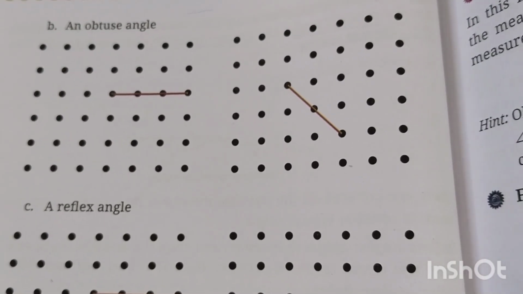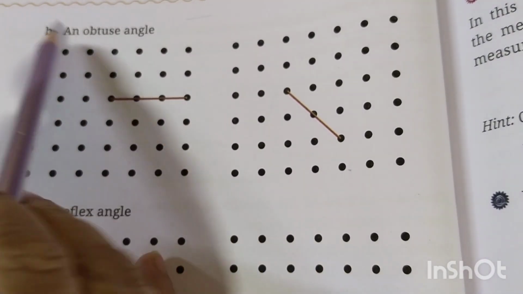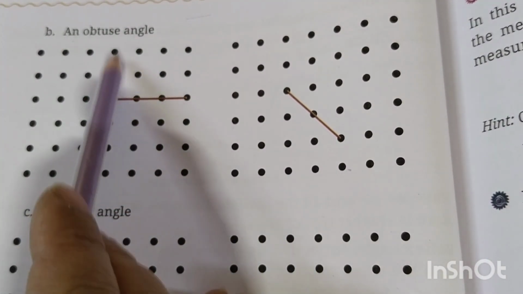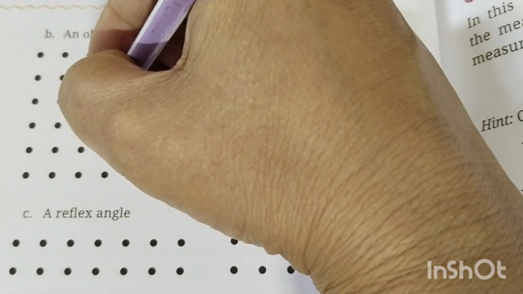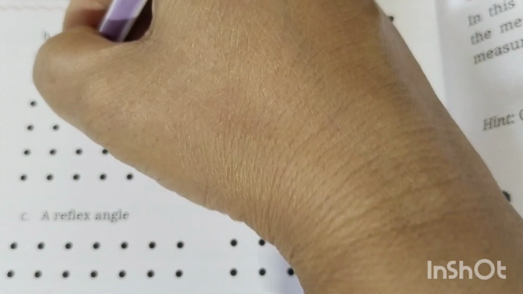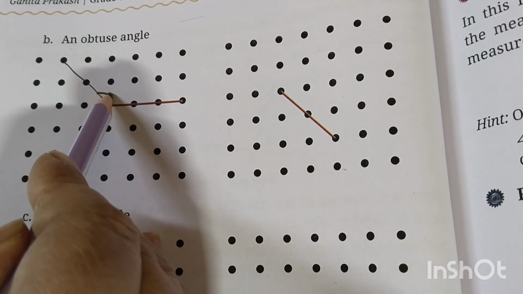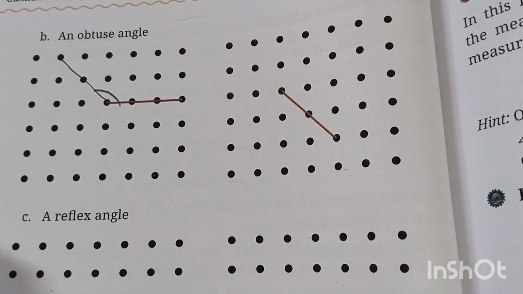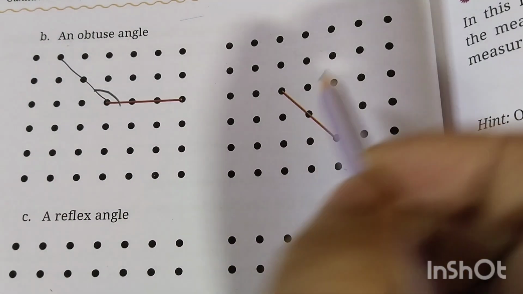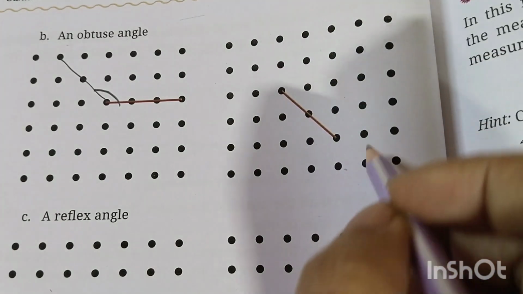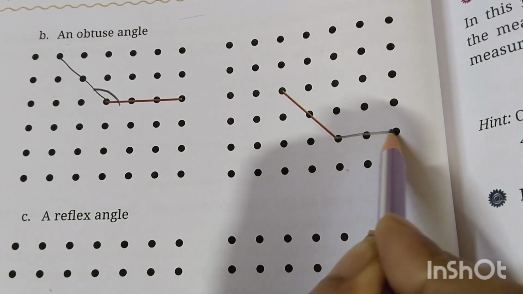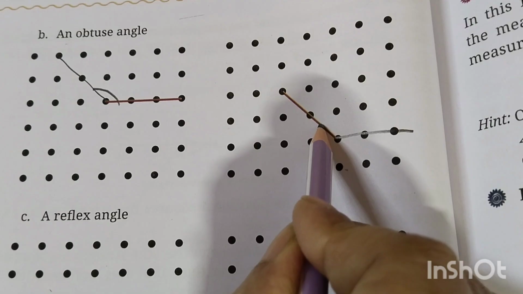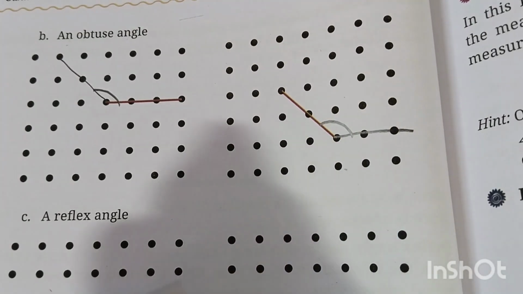Now next one. What is the question here? You have to make an obtuse angle, meaning more than 90. Join these points, these dots, you will get an obtuse angle more than 90 degree. Again, join these dots, you will get a more than 90 degree obtuse angle.